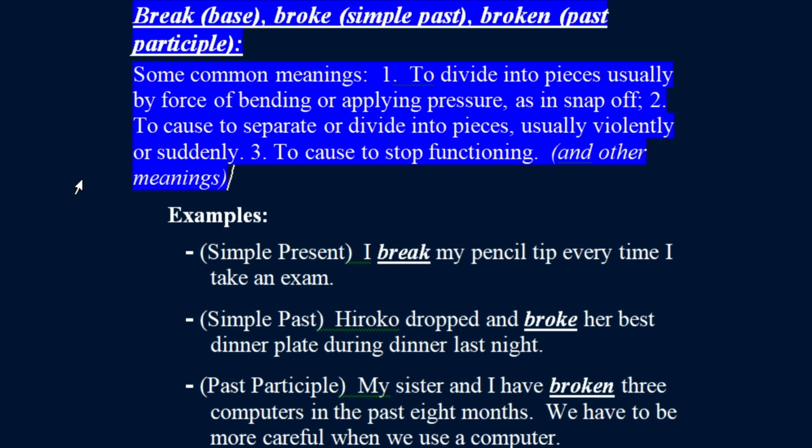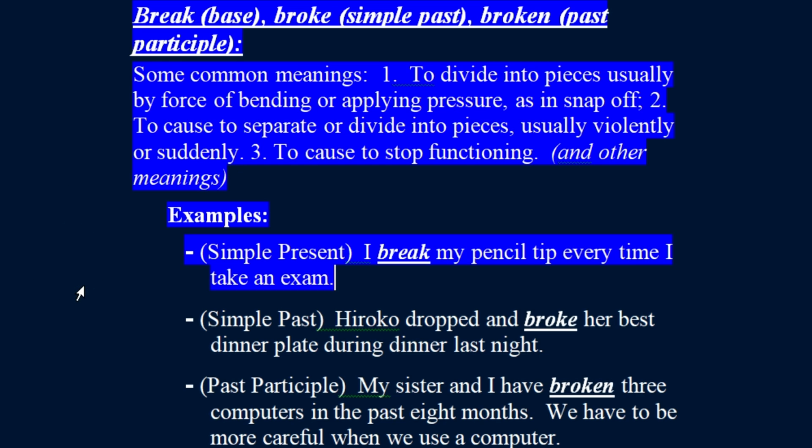Break is the base verb. Broke is the simple past. Broken is past participle. Some common meanings. Number 1. To divide into pieces, usually by force of bending or applying pressure, as in snap off. 2. To cause to separate or divide into pieces, usually violently or suddenly. 3. To cause to stop functioning, and other meanings.